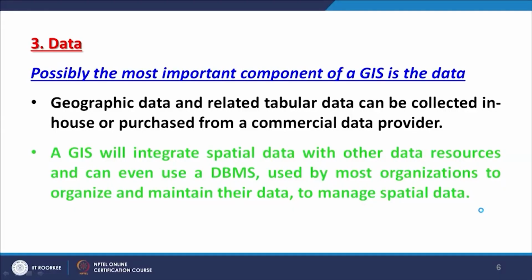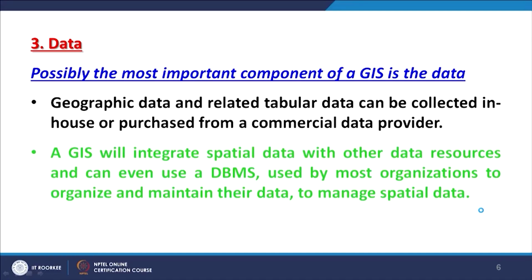Now what GIS is basically doing, as we have been discussing, is that GIS will integrate spatial data and other data, your tabular data, non-spatial data, data from other sources, in a DBMS or database management system, and then organize, maintain and manage the spatial data. Now the fourth, and again a very important component, because without users, without people, GIS is nothing. So it is equally important. All 5 components are equally important. So the people, the users.